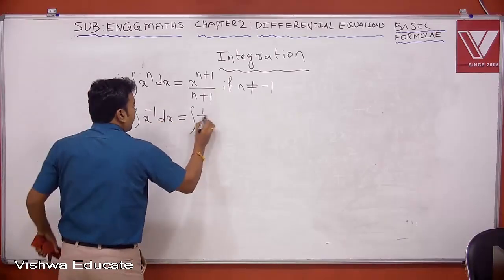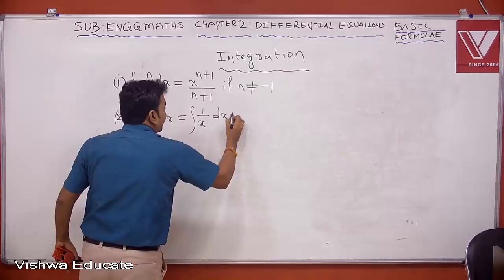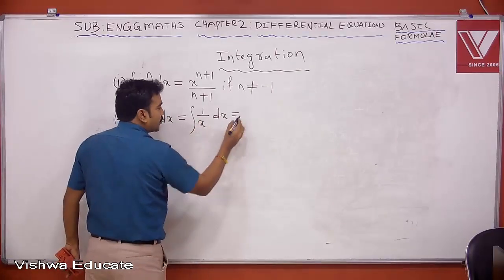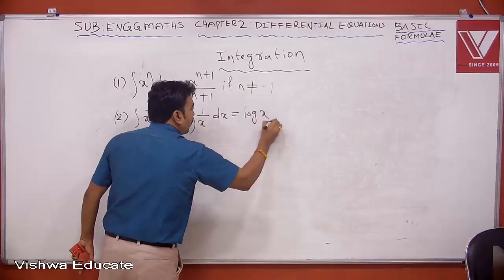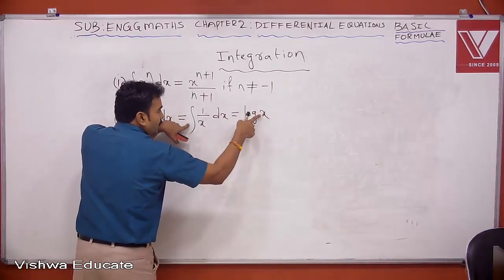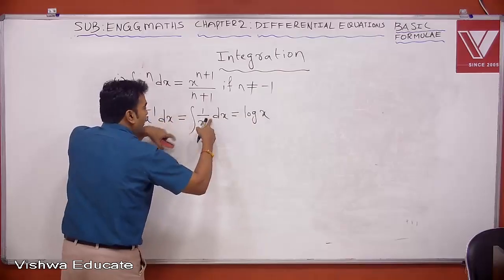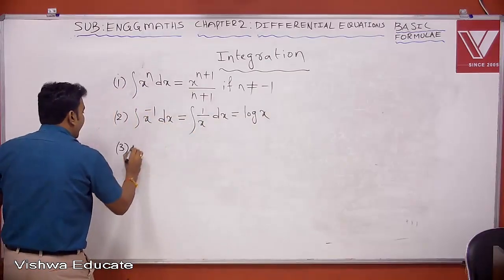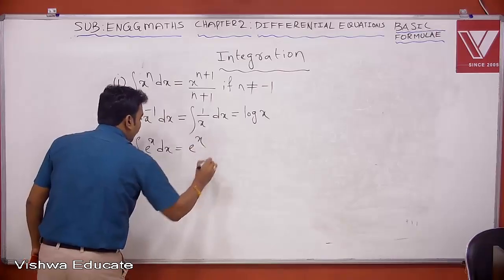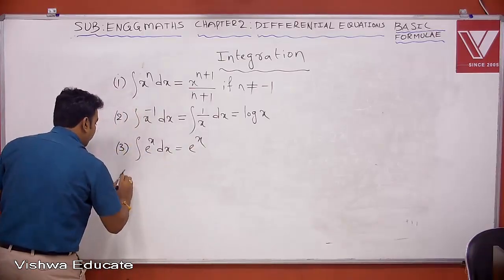X power minus 1 means 1 by x. So for which function is the derivative 1 by x? Log x. Therefore, integral 1 by x dx is log x, because d by dx of log x is 1 by x. Next, integral e power x dx. This is e power x only, because the derivative of this is this.